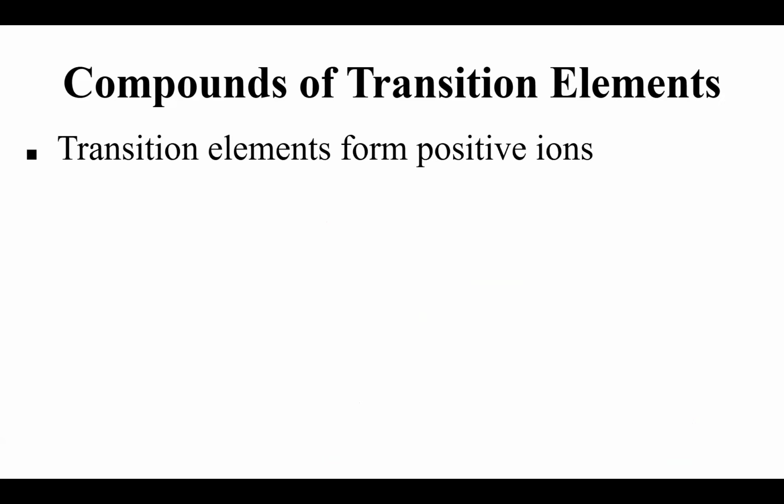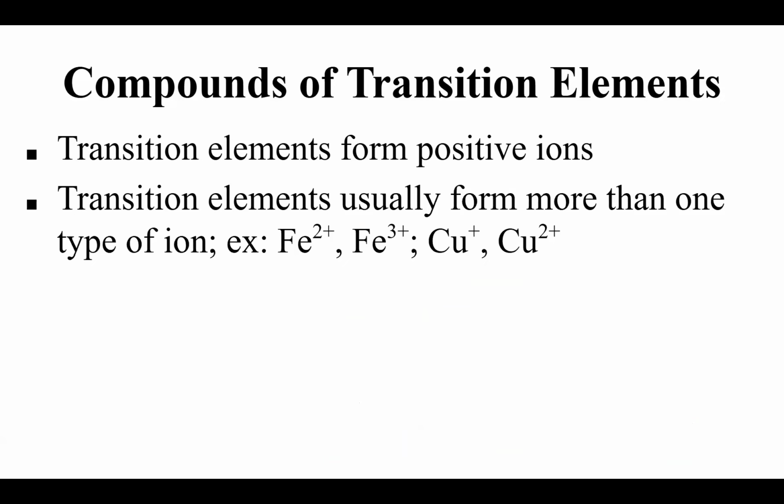Now, when you're making compounds of transition elements, remember I told you that you can't predict the charges. So it's a little different in terms of naming. With transition elements, they're metals. They're going to still form positive ions. But most transition elements, with the exception of zinc, which always has a charge of +2, and silver, which always has a charge of +1, will usually form more than one type of ion.